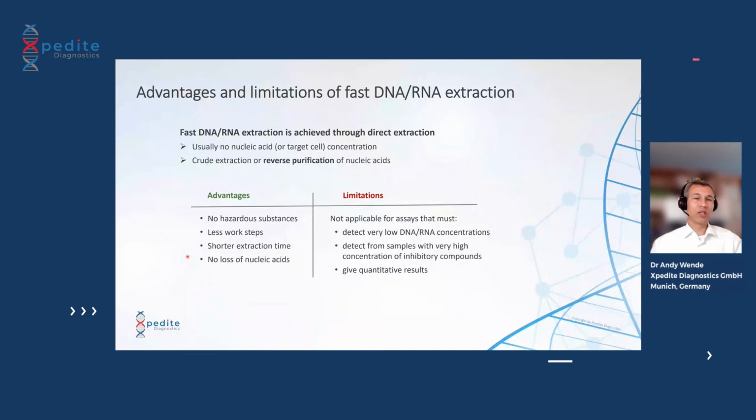You also do not have the chance for loss of nucleic acids, because what happens if you do a proper silica-based extraction is that some of the nucleic acids you bind to the membrane or the beads, you cannot elute anymore. So if you have very low DNA or RNA concentrations in your original sample, then you will lose a significant amount of the DNA bound to the silica surface. You will not be able to elute it anymore, which of course then lowers your sensitivity.